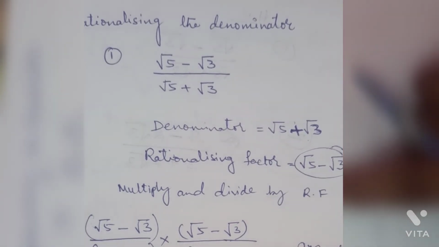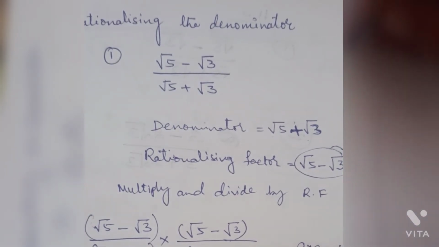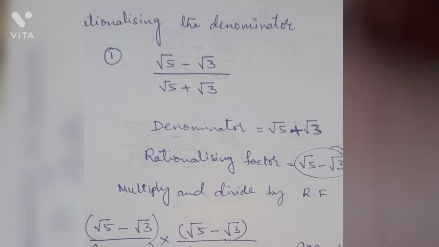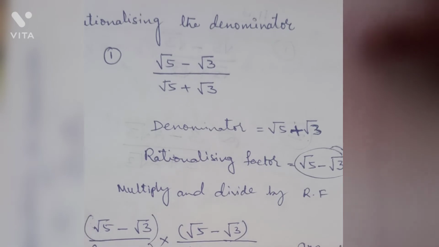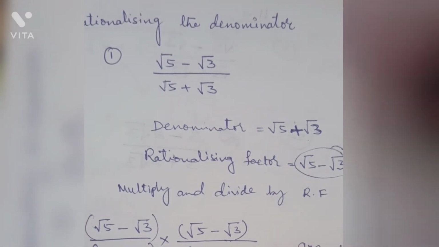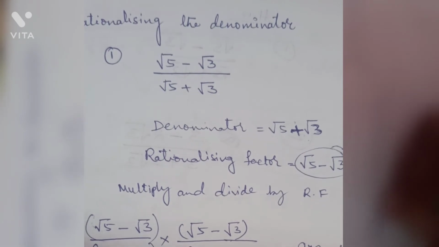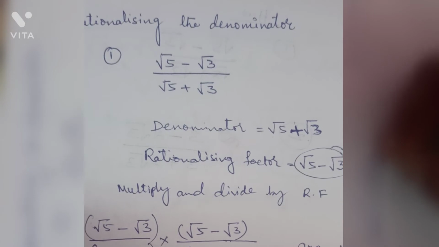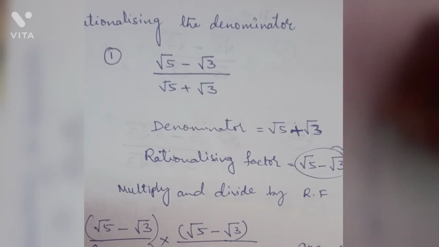In the numerator, it is in the standard form of a minus b whole square, which is also an algebraic identity. The a minus b whole square formula is a square plus b square minus 2ab. We apply that formula here: a square, root 5 whole square, plus b square, root 3 whole square, minus 2ab.